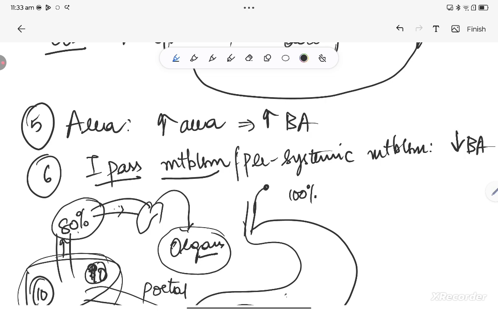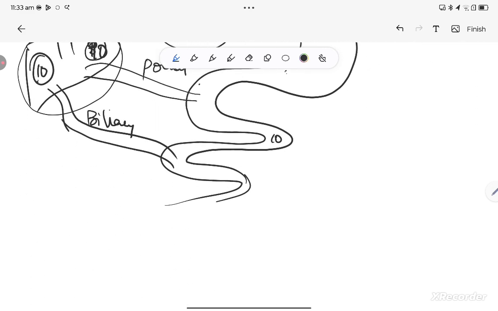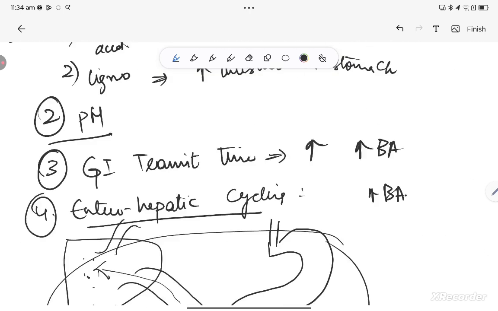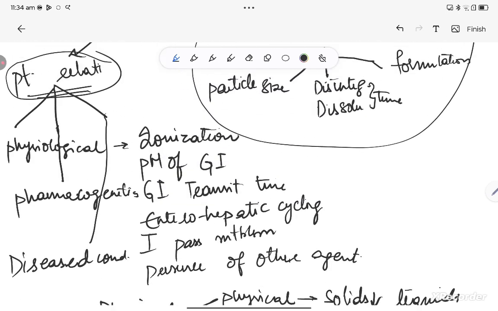Fine. Now we will talk about next factor, that is presence of other agents. See, with respect to this, best example is iron. Iron is always combined with vitamin C so that its absorption, bioavailability increases. It's as simple as such. This is about your physiological factors. Yes. Now we will talk about pharmacogenetics.